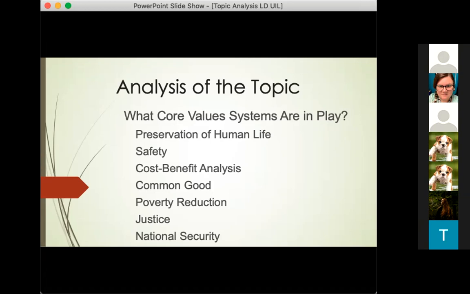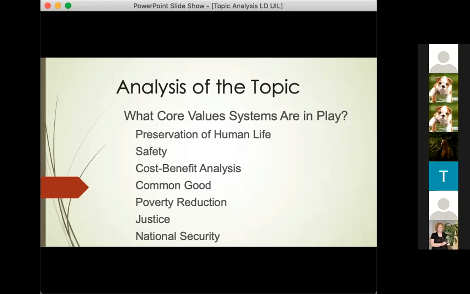There are those who argue that's the way that we should make decisions. What are the costs and benefits? The common good is a popular value, goes all the way back to some of the early Christian philosophers. Poverty reduction, justice.